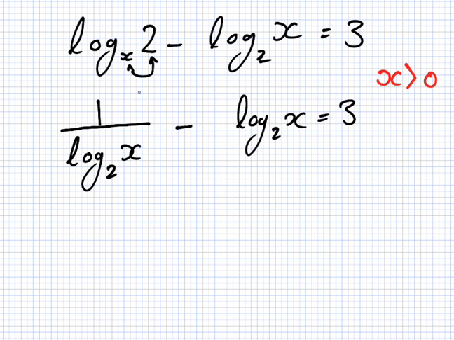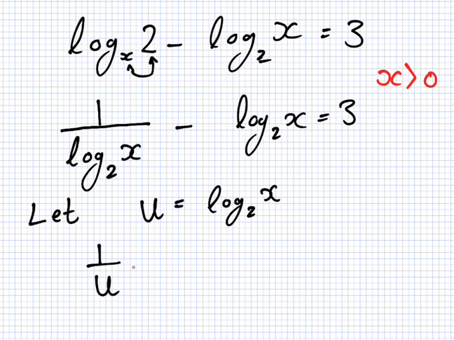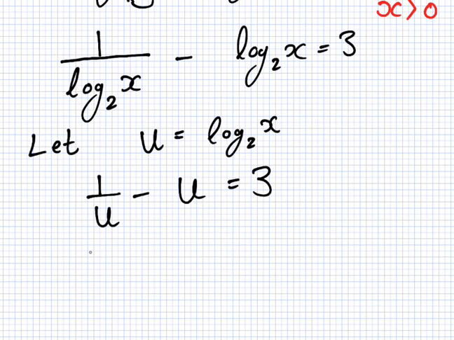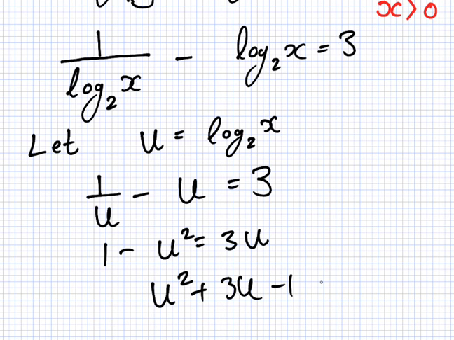Now if you look at this, you could do something like let u equal log base 2 of x. So this becomes 1 over u minus u equals 3. Now you've seen something pretty much the same as this before. What should we do next to solve this? Yeah, we should multiply by u. So we get 1 minus u squared equals 3u. Or in other words, u squared plus 3u minus 1 equals 0.